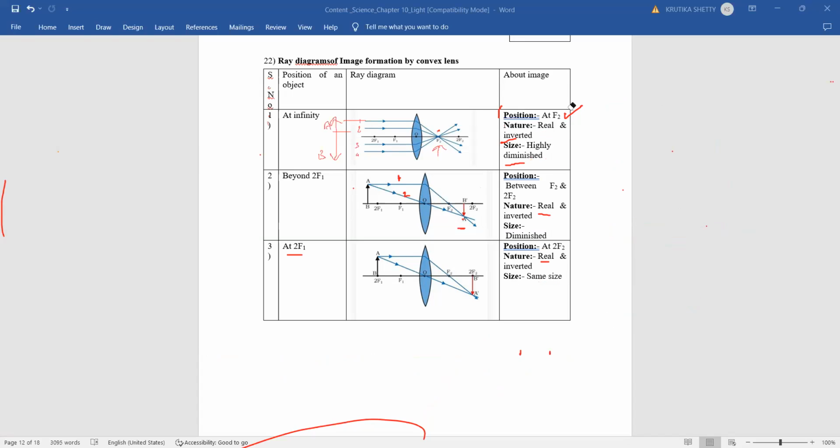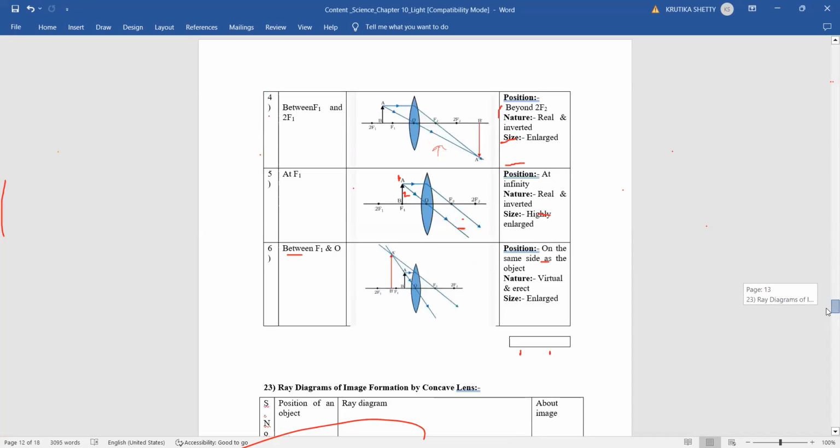So for the fourth type, you see here what is happening, the object is coming closer towards the lens. In the first case it was at infinity, the second case it was beyond 2f, the third case it is on 2f. Now we will discuss the fourth case. So in case number 4, it is between 2f1 and f1.